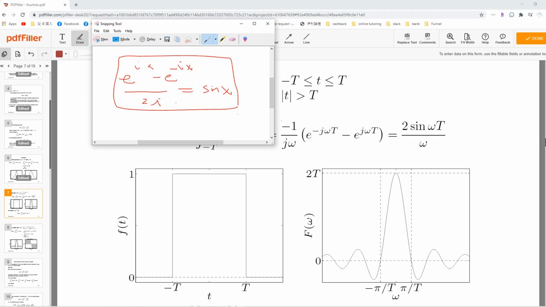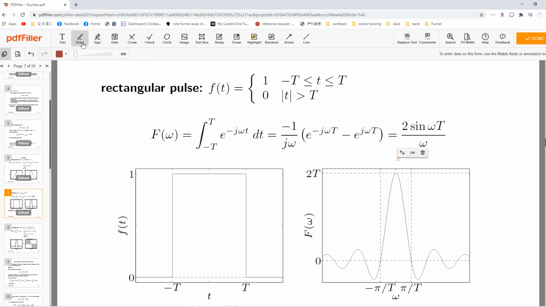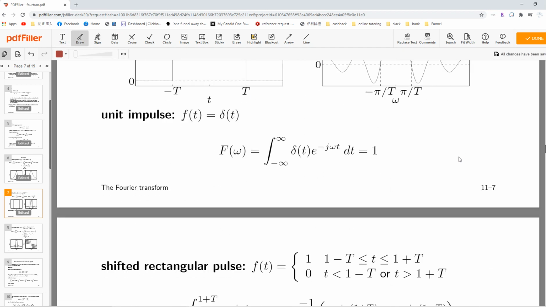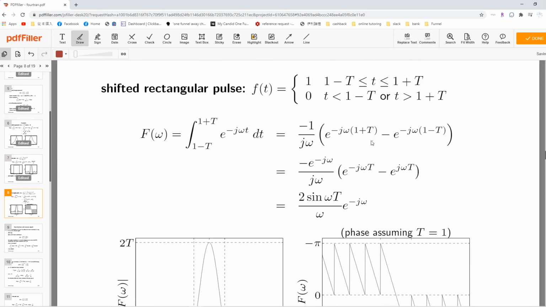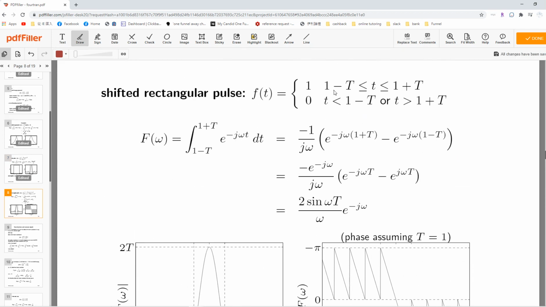Oh sorry, this is j, because now we use j as our imaginary symbol. Okay, so you can get these things. Now this is a shifted rectangular pulse, but you don't have to remember it. All you need to do is put the integral in and do the simple evaluation, and finally you can get this.